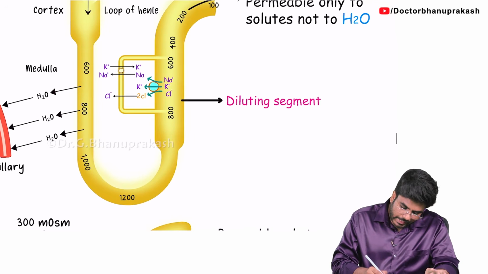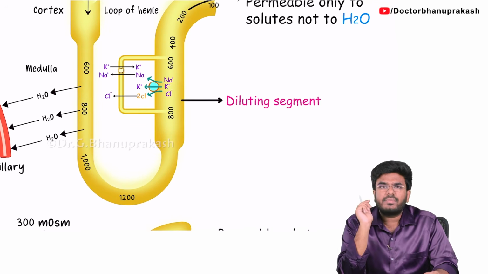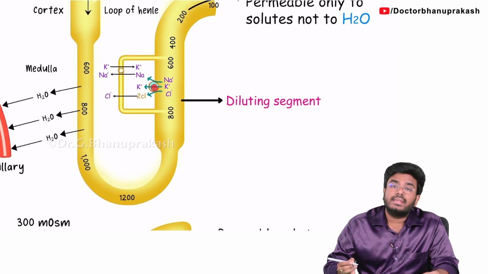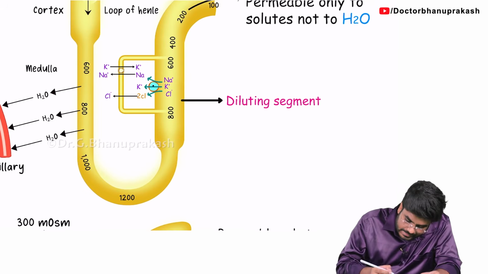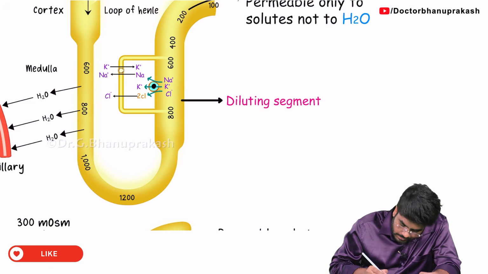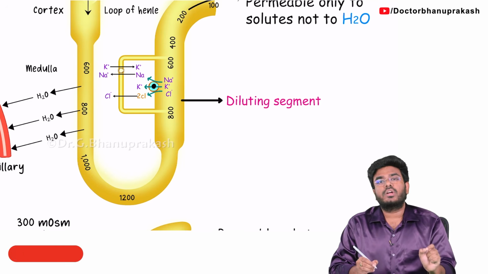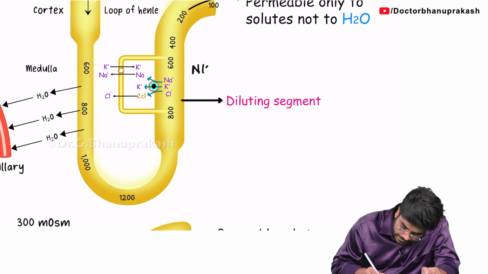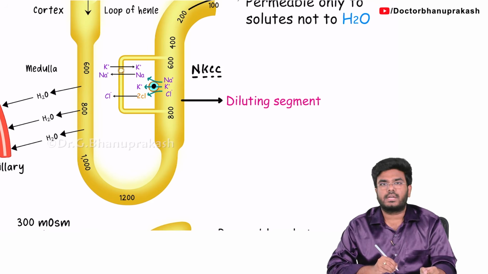Now, what is the name of this transporter which is helping in the solute reabsorption? The name of this transporter is called NKCC. That transporter, which helps in the reabsorption of sodium, potassium and 2 chloride ions, is called the NKCC transporter.